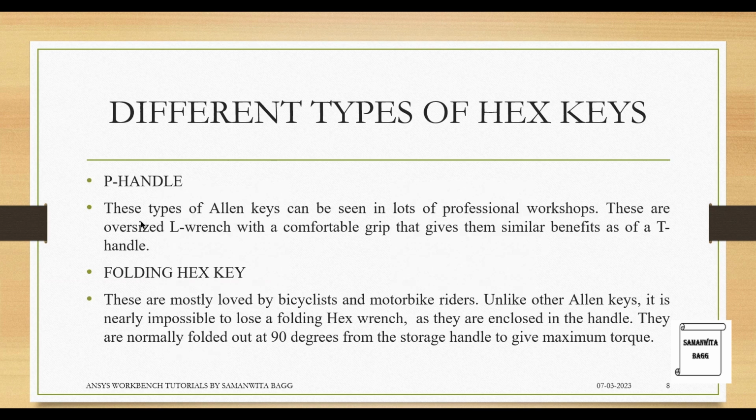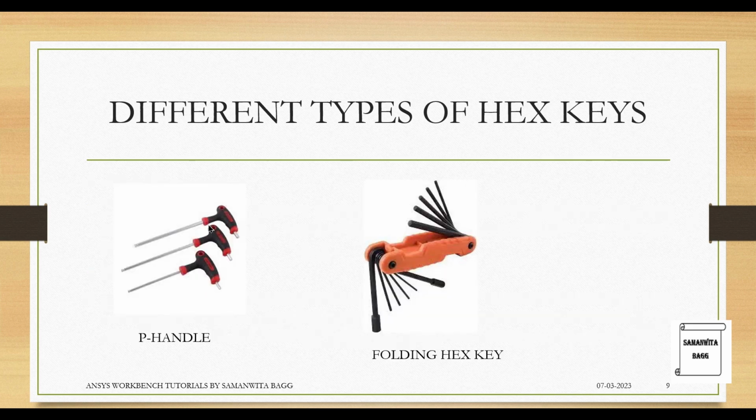Next is P-handle. These types of Allen keys can be seen in lots of professional workshops. These are oversized L wrench with a comfortable grip that gives them similar benefits as that of T-handle. So this is how the P-handle looks like. You can see there's a beautiful grip given here.